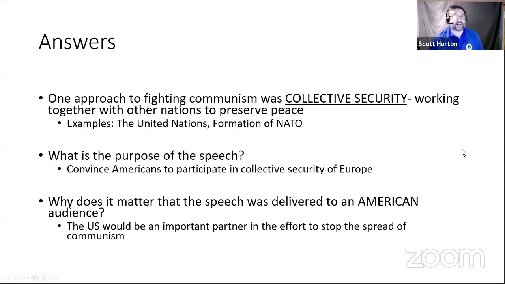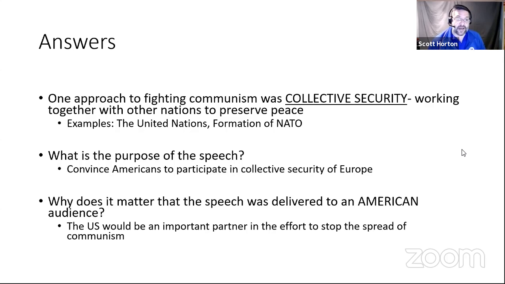So another approach to fighting communism was collective security, which is essentially what he's arguing for here, or encouraging. Collective security means working together with other nations to preserve peace. Examples would be things like the United Nations, which is formed at the conclusion of World War II, the formation of NATO, which happens in 1949, where the Western European powers sign a treaty, which is essentially a mutual defense treaty, with the United States involved in that. So what's the purpose of the speech? Convincing Americans to participate in collective security.